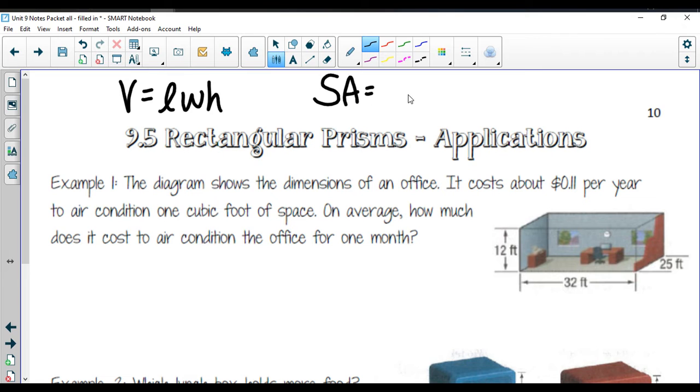And our surface area formula is 2 times length times width plus 2 times length times height plus 2 times width times the height, which covers all the 6 surfaces of the rectangular prism.